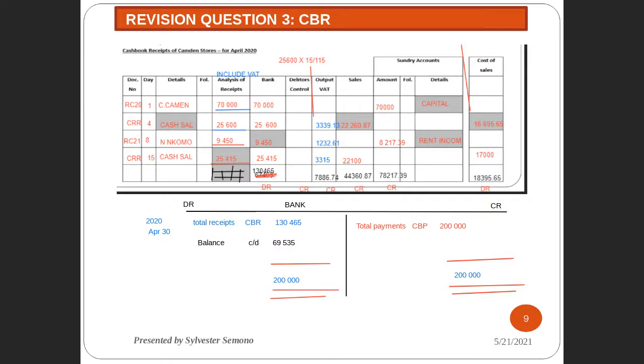So the first step is to find the biggest side. The biggest side is 200,000. So I write 200,000. I also copy that to the other side. That's the first step. After doing that, on that side where I copied, these things don't add up. So you say 200 minus 130, you get a difference of 69535.